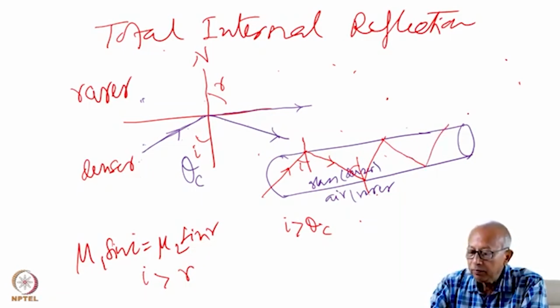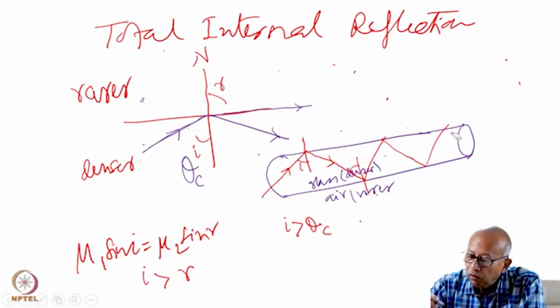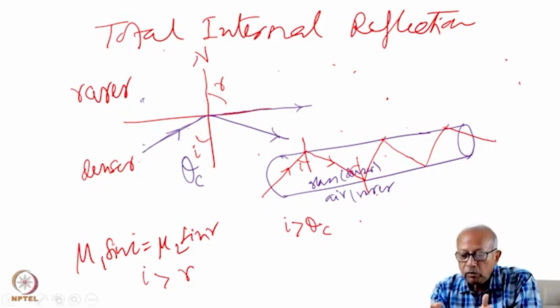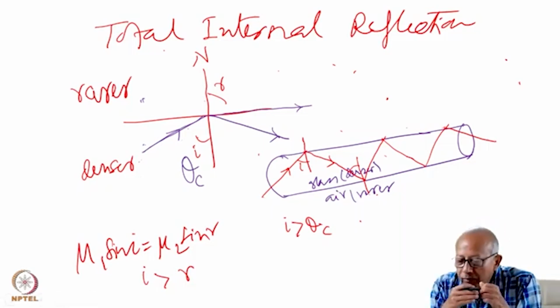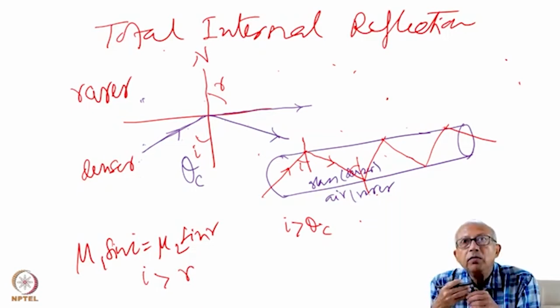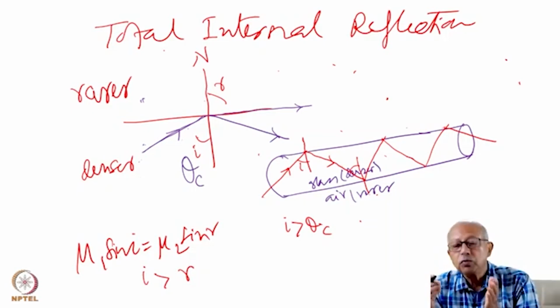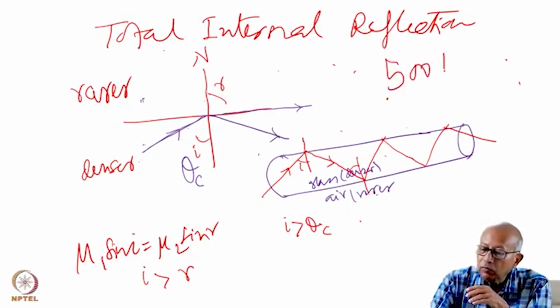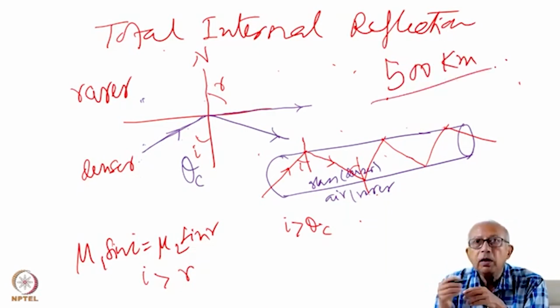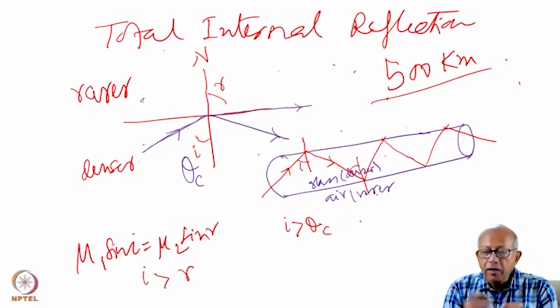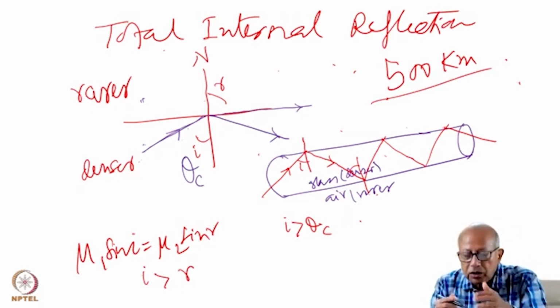At every reflection, it will be totally internally reflected. Eventually, it will emerge from the other end. Although I have shown here just a small tube, in reality, it can be very, very long. Even today, we have some optical fiber where you put light at one end, and it can travel almost 500 kilometers, the length of the fiber, without any appreciable loss of energy, because there is no loss of energy through spillage due to refraction.